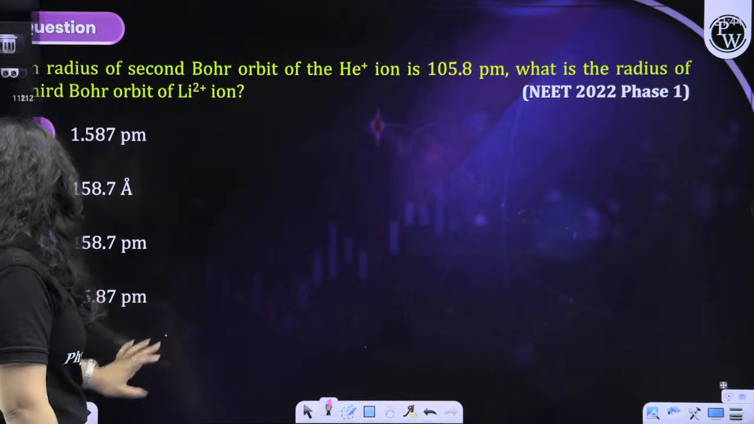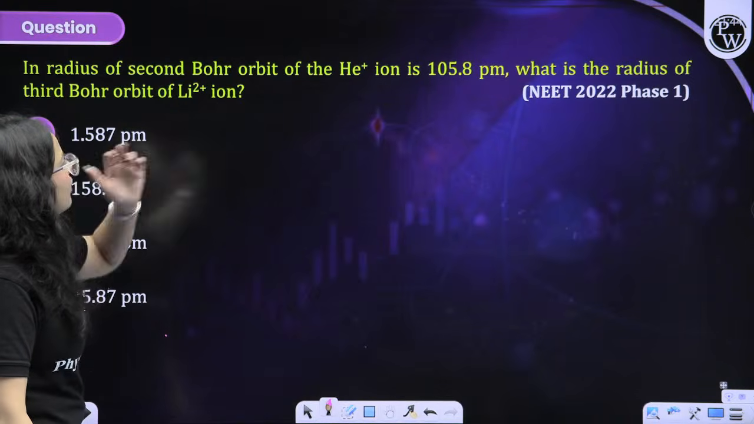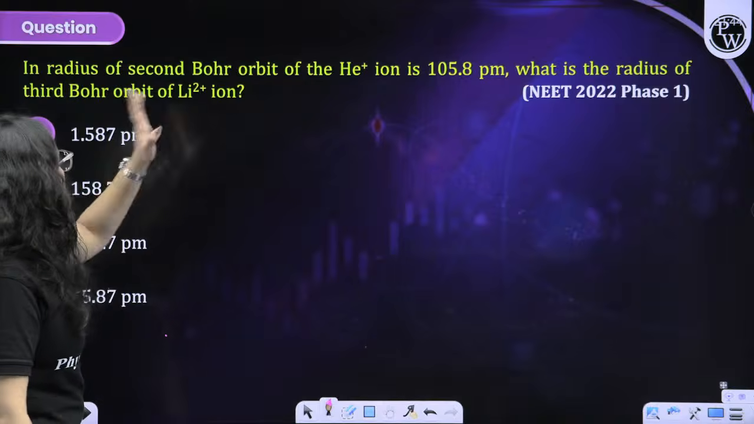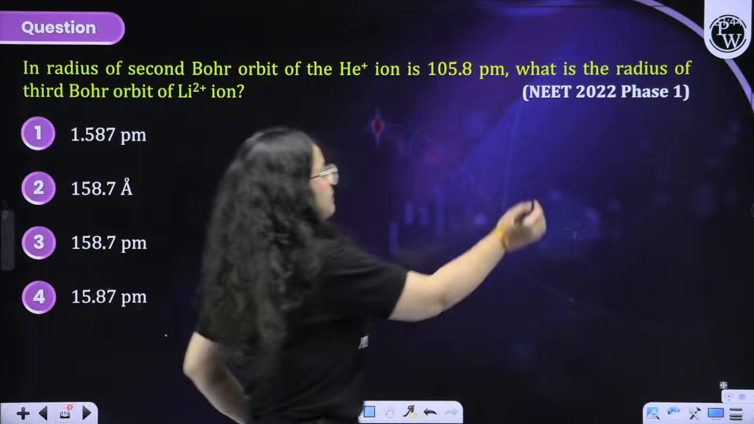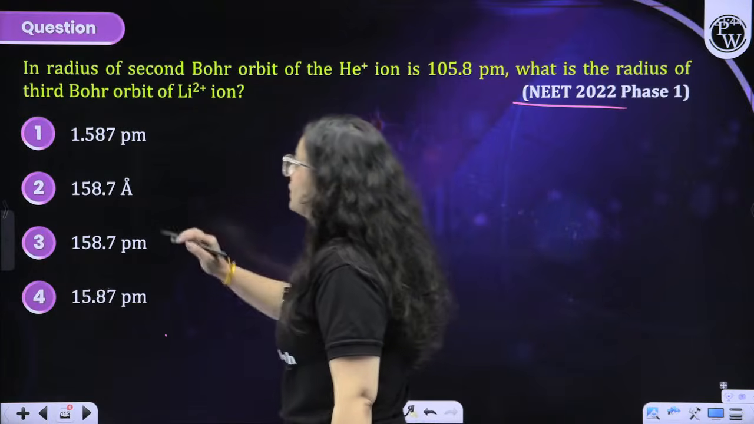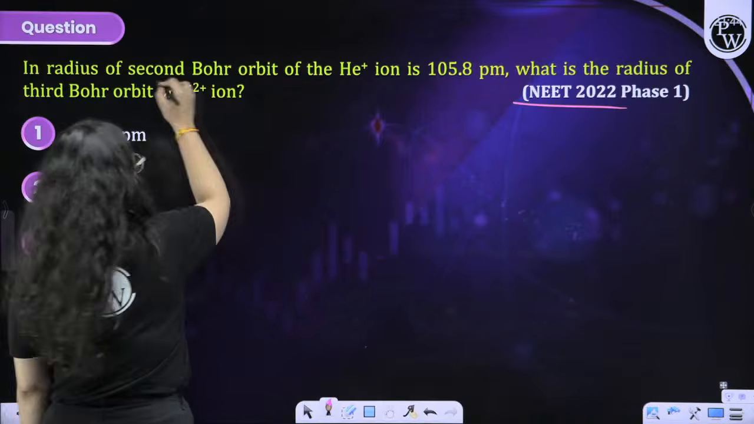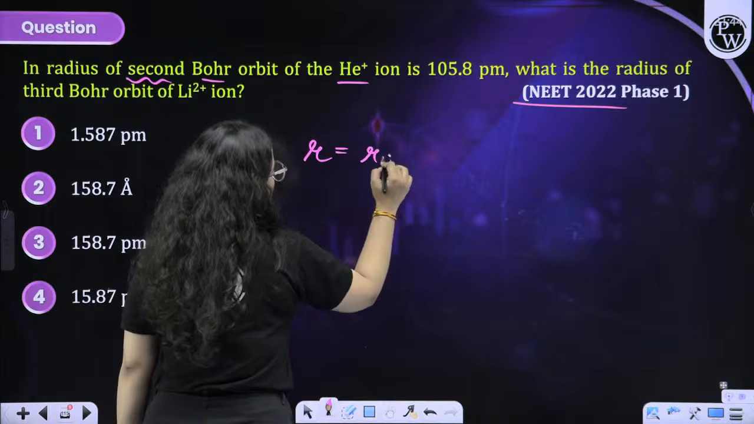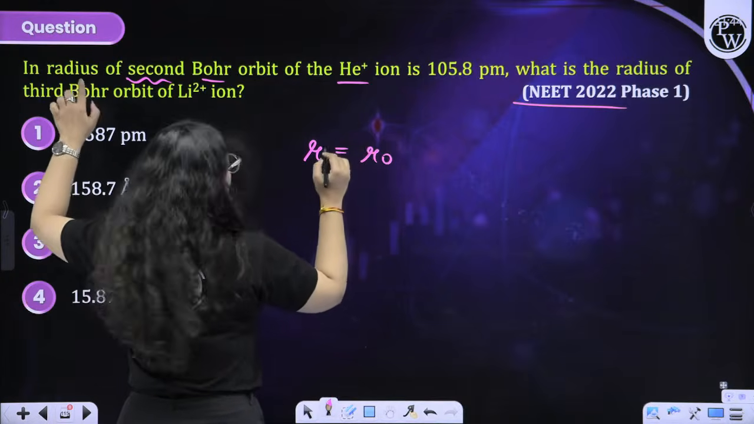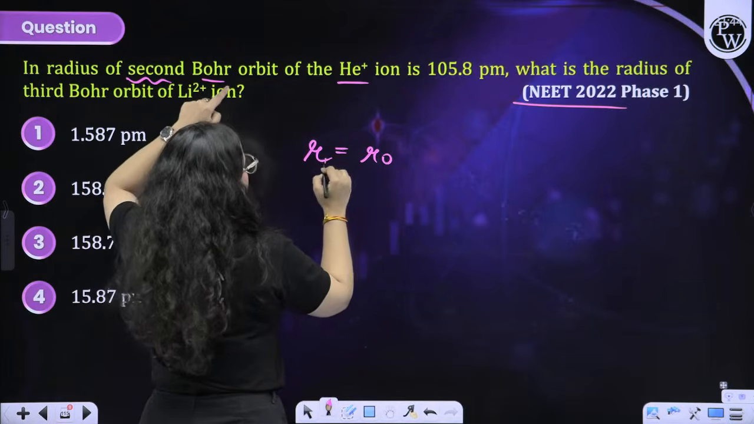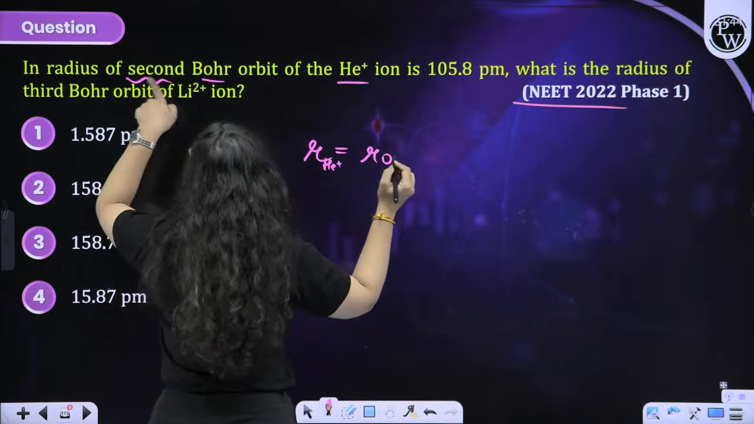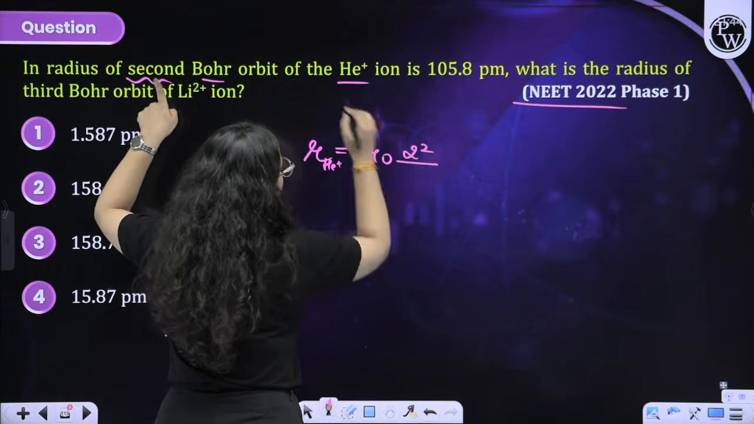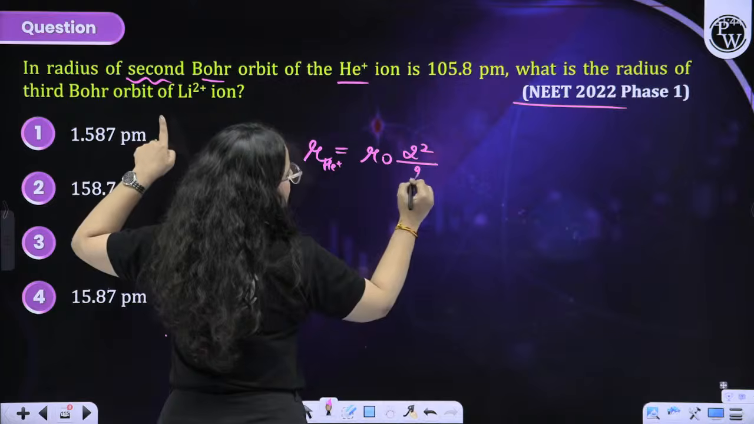Yes, this is the question and this is the answer you're getting. The radius of the second Bohr orbit of helium is this much. What is the radius of the third Bohr orbit? Same question, the same type of question. They are relating the radius. This is the second orbit of helium positive, so the radius is R naught n square by z. For helium, the z value is 2.